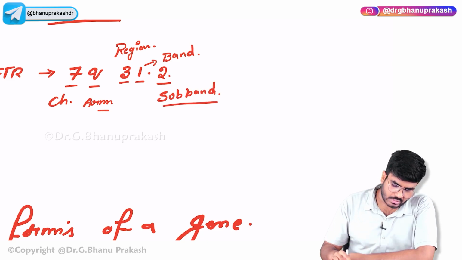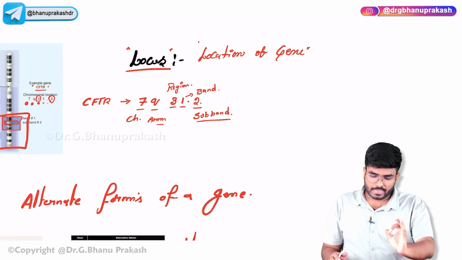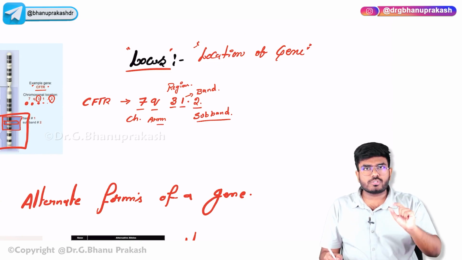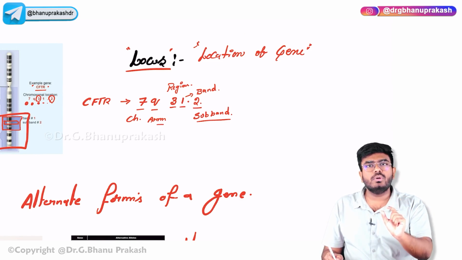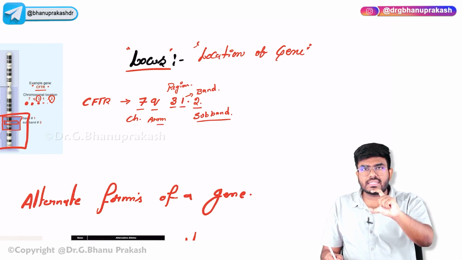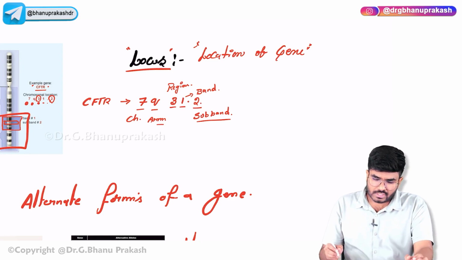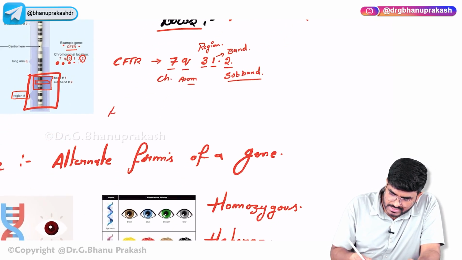So what exactly is the locus? Locus is the address of a gene, or the location of a gene. So if I say the CFTR gene is present at 7q31.2, it means chromosome number 7, Q arm, region 3, band 1, subband 2. For example, there is one more gene which is very important. There is a syndrome called DiGeorge syndrome.